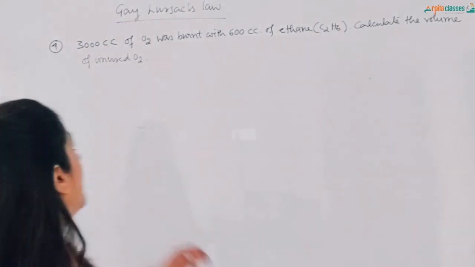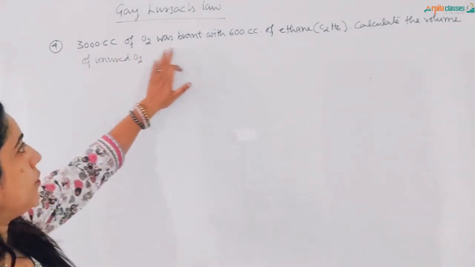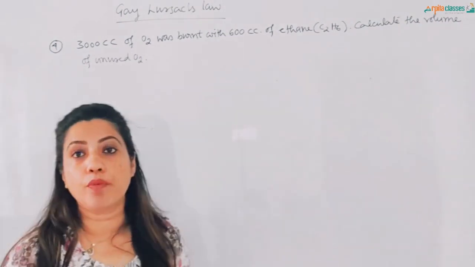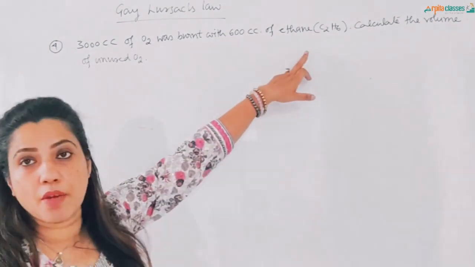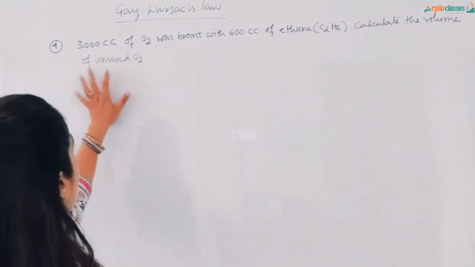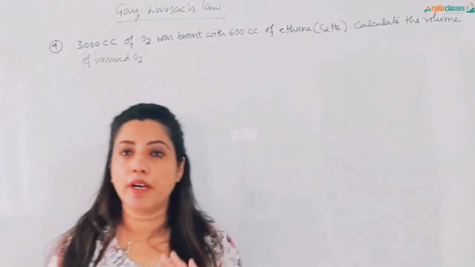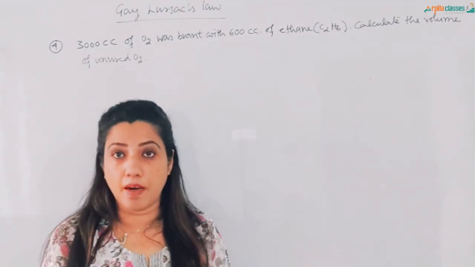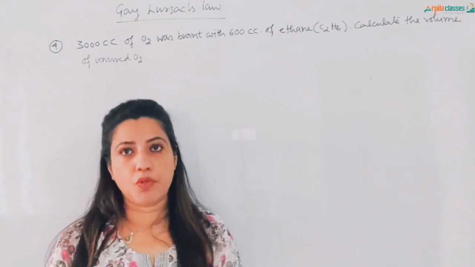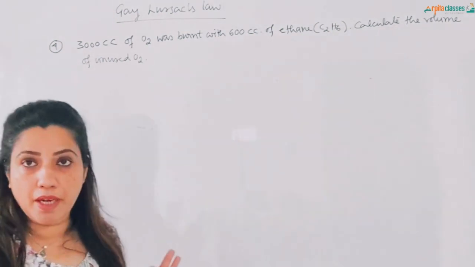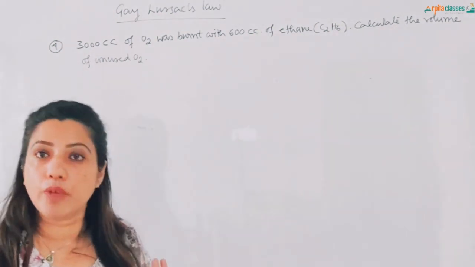Question number 4. 3000 cc of oxygen was burnt with 600 cc of ethane. The formula for ethane is given, C2H6. Calculate the volume of unused oxygen. That means, as I have already told, here oxygen is in surplus. It should be unused. So let us first write down a balanced chemical equation for the complete combustion of ethane.